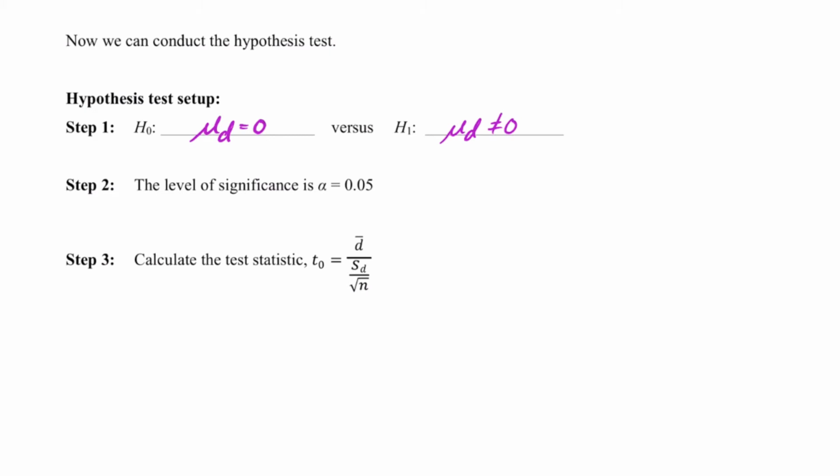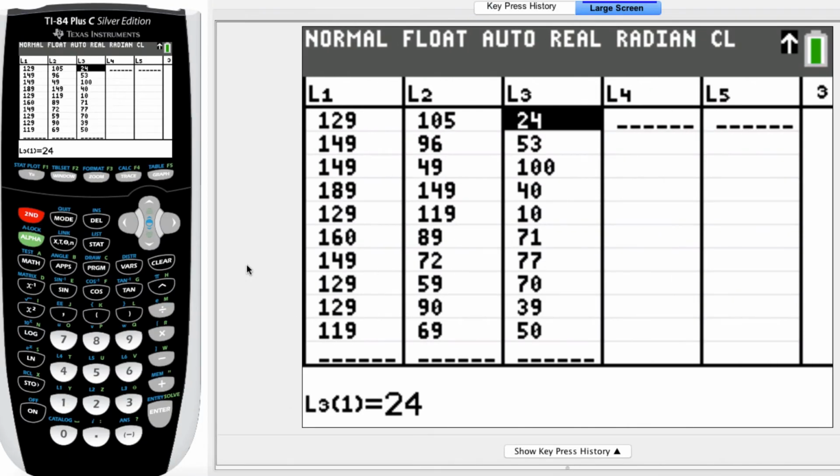In order to calculate t0, we need d bar and also s sub d. Remember, d bar, by definition, is the mean of the differences. So we can get the mean of the differences by using our 1-Var Stats. Make sure we're careful though, the 1-Var Stats would be of L3, since L3 would be our list of differences. Heading over to our calculator to make sure that this is all clear.